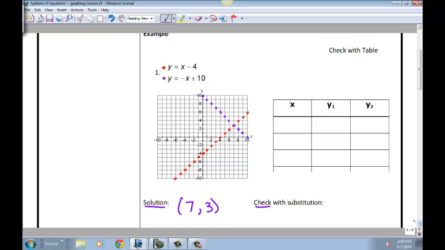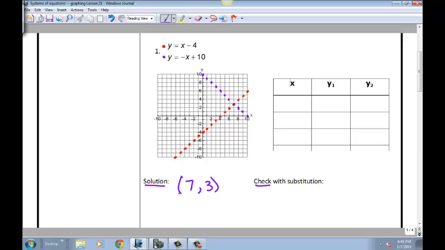Check with substitution. I'm going to substitute my x and y, the 7 and 3, back into the original equations. Here's what I mean. If this is x and this is y, my first equation is y equals x minus 4. So I would write 3 equals 7 minus 4, because 3 and 7 are my y and my x. When I do the work, 7 minus 4 is 3. So bring the 3 down, bring down the equals, do the math, and I'm left with 3 equals 3. That's a true statement, so it worked for the first one.